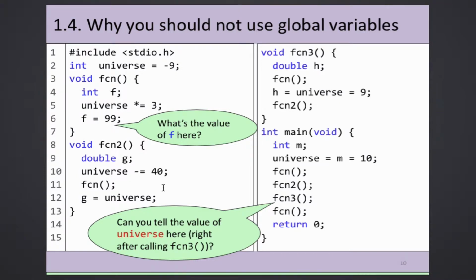Okay, so let's do some code tracing. Why shouldn't we use a global variable? A global variable is, in a sense, very, very convenient. I love to use it.